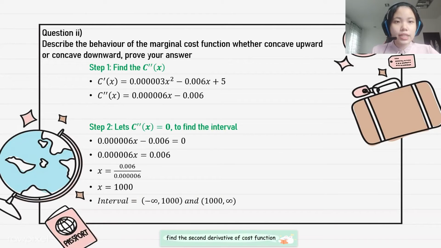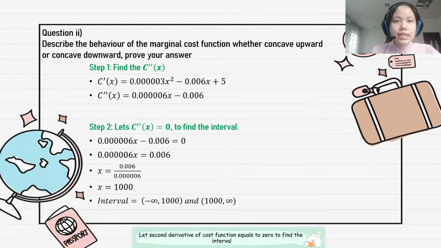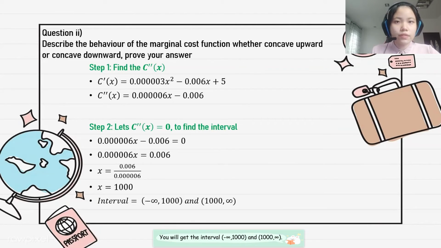Step 1, find the second derivative of the cost function. The answer is 0.000006x minus 0.006. Next, let the second derivative of the cost function equal 0 to find the interval. You will get the intervals negative infinity to 1000 and 1000 to positive infinity.